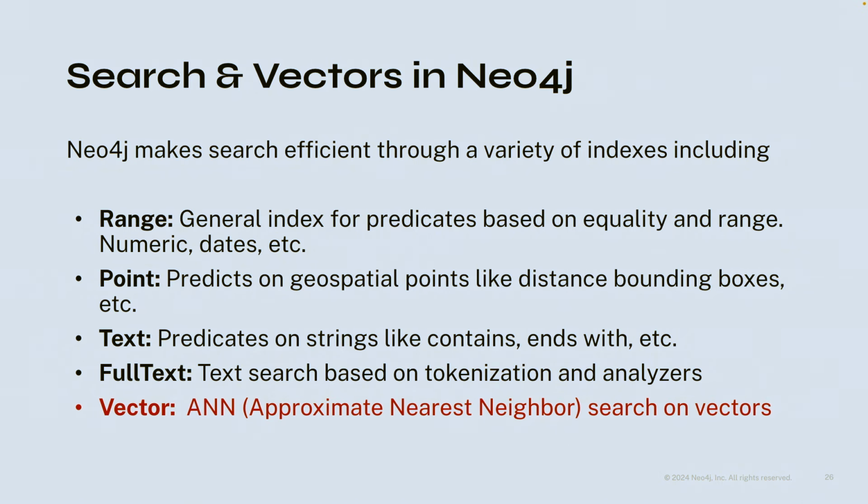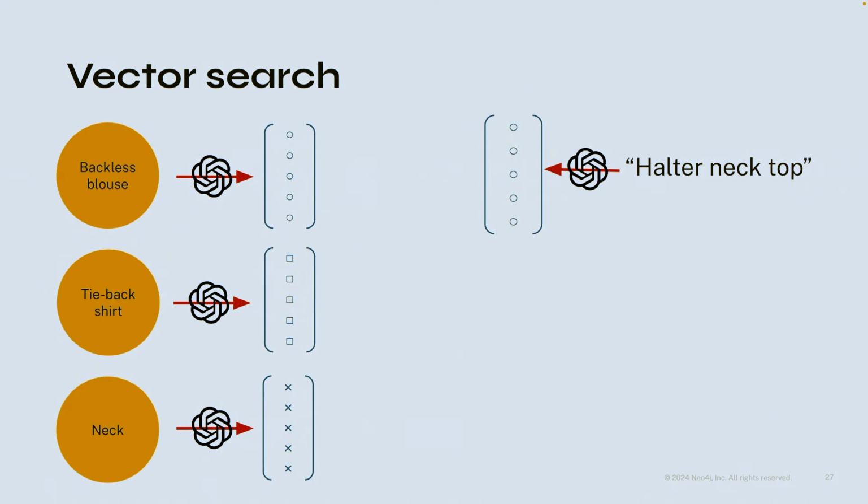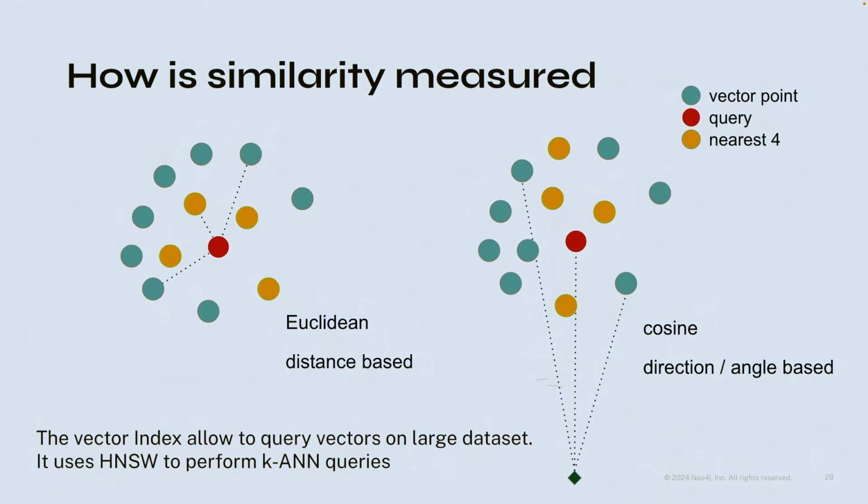And our vector index uses HNSW, hierarchical navigable small world, for approximate nearest neighbor search. A lot of this might be review for the folks in this room. But the idea is that if we have some text about a product, and a search prompt on the right here for a halter neck top, we can identify things that might be more similar to that using the embedding vector, and the semantic similarity inside of that space. That semantic similarity can be measured in either Euclidean distance or cosine distance. And like I said before, we're using HNSW to perform approximate nearest neighbor search, or we will be here in just a second.